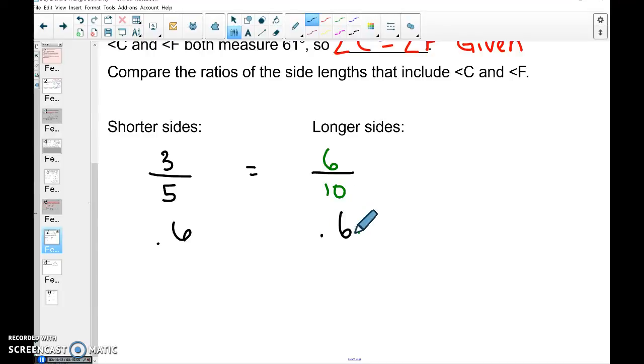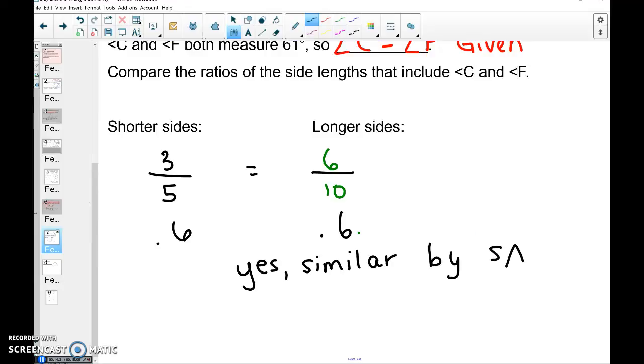Awesome. Okay. That means that, yes, they are similar by SAS this time. And then also make sure to write your similarity statement. See if you can do that solo.